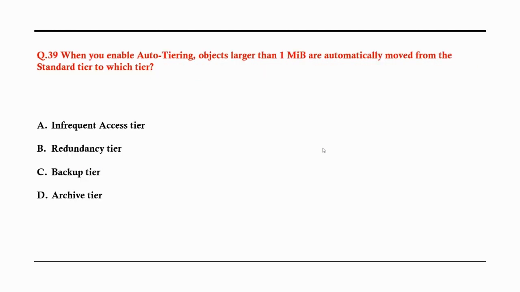Question 39. When you enable auto tiering, objects larger than 1 MiB automatically move from the standard tier to which tier? The standard tier is the hot tier. If you enable auto tiering, then automatically it will go to the infrequent access tier, where you access that particular object about once a month. Hence the correct answer is infrequent access tier, answer A.